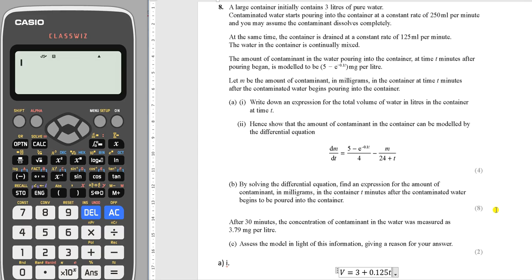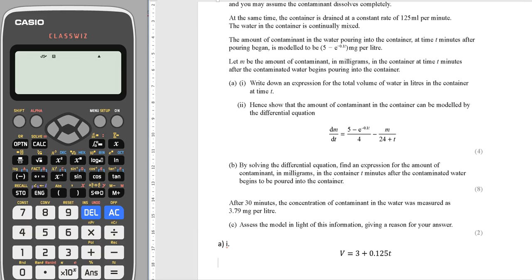So that should be our answer for the first part, and it's there for our benefit because it'll make it easier for us to answer later parts of the question, so don't forget why that's there. Hence, show that the amount of contaminant in the container can be modeled by this differential equation. Now, instead of trying to work backwards from this one until we've got somewhere, it's best to start from what we know. But if you get stuck at any point, look closely at what you've got and what they're asking you for and see if you can find the connections.